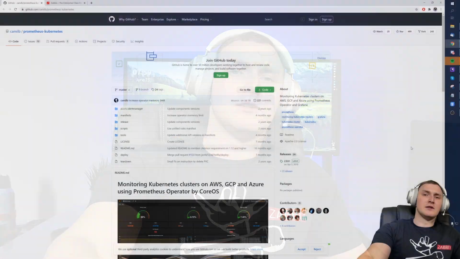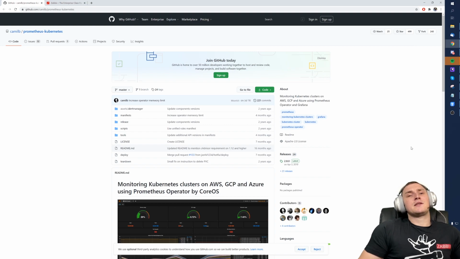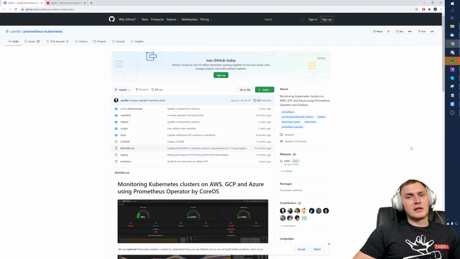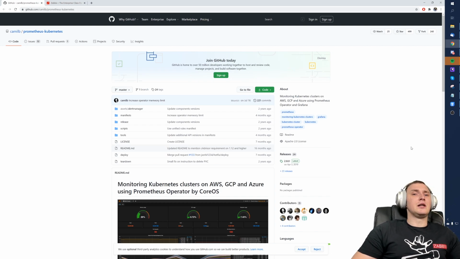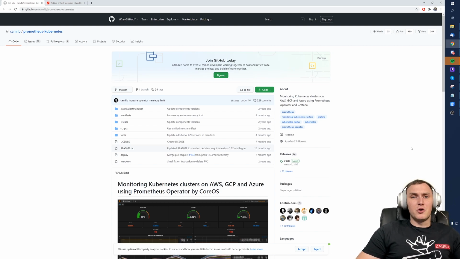So the thing is, let me move here to the screen. This question is asked so frequently: how can you monitor a Kubernetes cluster with Zabbix natively? And the answer to this question is, well, it's complicated. Can you monitor Kubernetes with Zabbix? Yes. Can you do that with a native functionality? No, not at the moment.